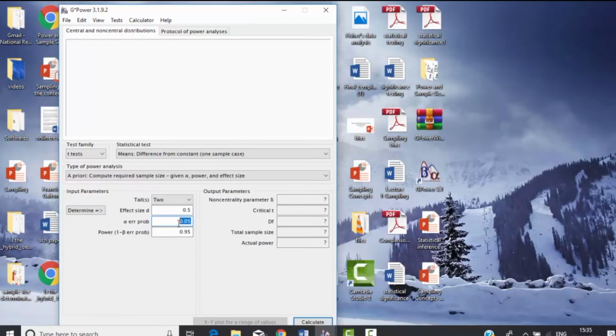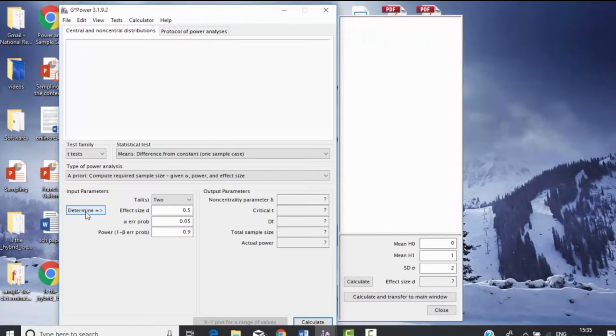Now what we do is, the alpha value is 0.05. We will accept whatever is being given. But the power, we have expected 0.9. Now with this, we want to determine the effect size. Now you will see a side window that is popping up.